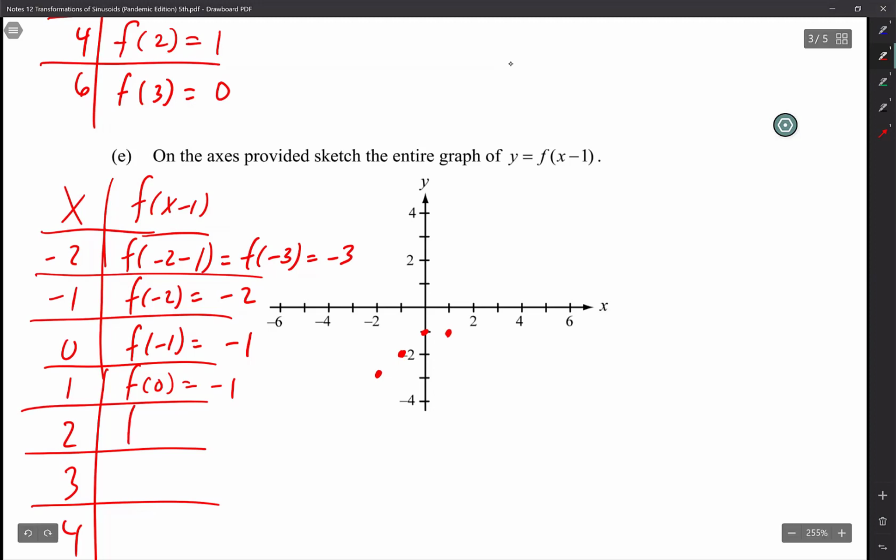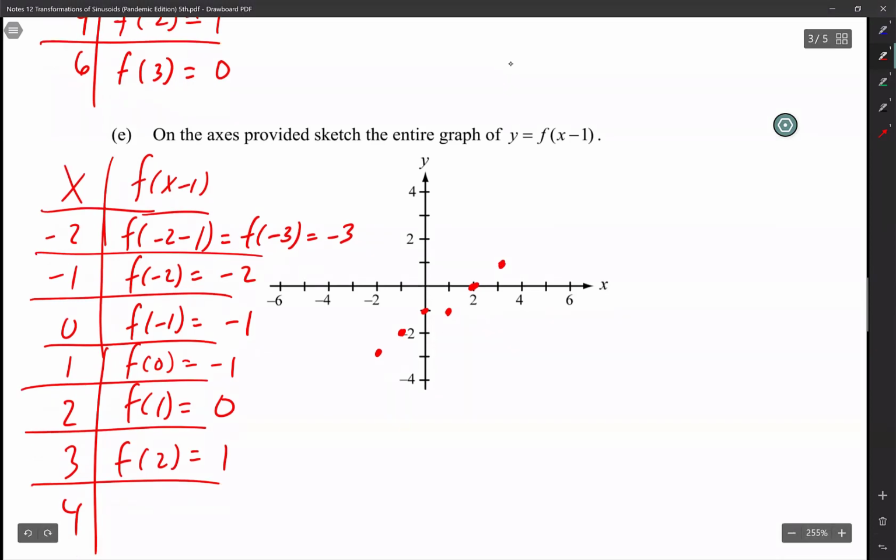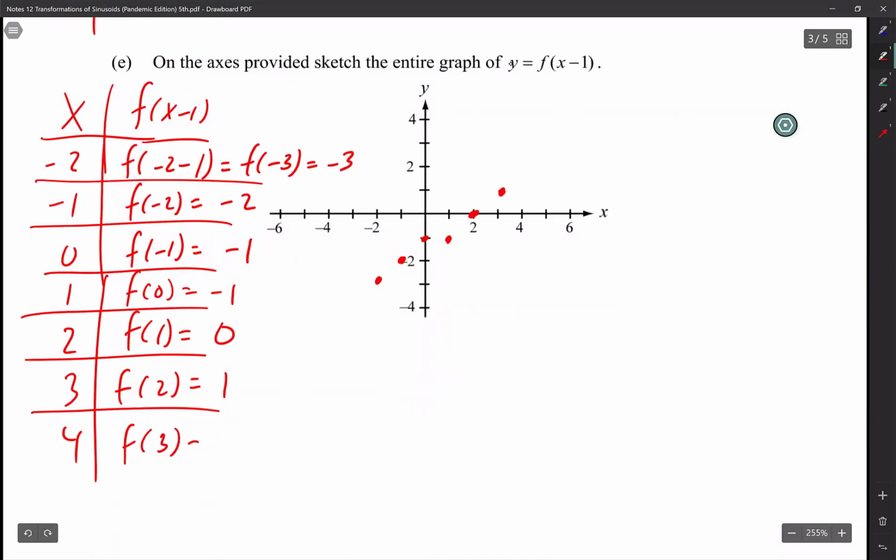F of 2 minus 1, that's f of 1, which is 0. So 2, 0. F of 3 minus 1, that's f of 2, and f of 2 was 1, so 3, 1. And f of 4 minus 1, that's f of 3, and f of 3 was 0, so 4, 0. What happened there?